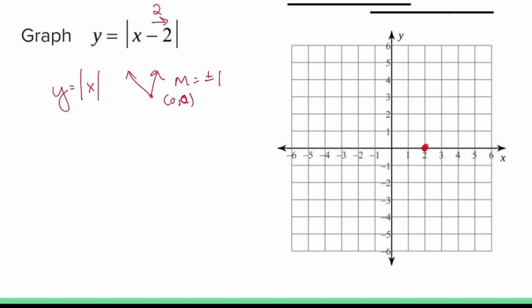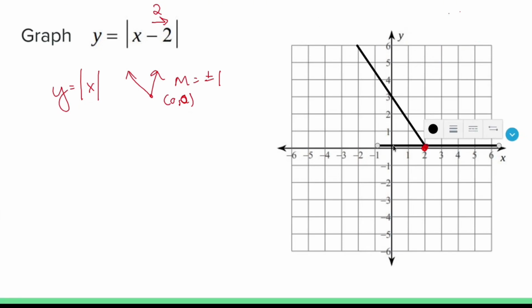And I'm still going to have my two lines with slopes of 1 and negative 1. So let me do that. Let me make a line that way. Slopes of 1 and negative 1 like that. And let's do the same thing over here. Put my line there, slopes of 1 and negative 1, so there's my 1. What I'll do so as to not make a mistake is I'll draw the arrowheads on this one like that.